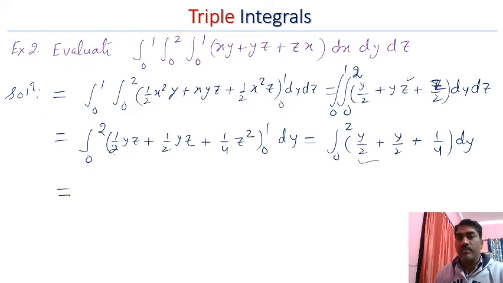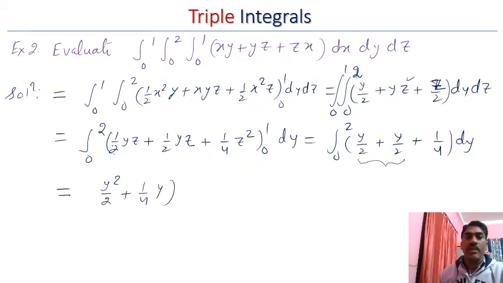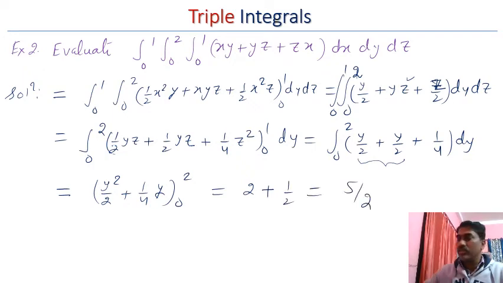Now evaluate with respect to y. You can see that y by 2 plus y by 2 is just y. So the integral will become y square by 2 plus 1 by 4 y. Put the limit from 0 to 2. So 2 into 2, 4 by 2 means 2, and plus this 1 by 2. So we have 5 by 2. This is our answer. So now we will take one more example.